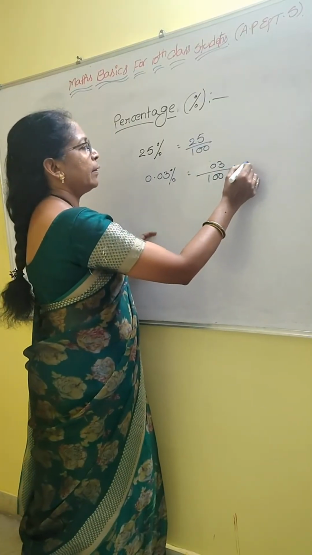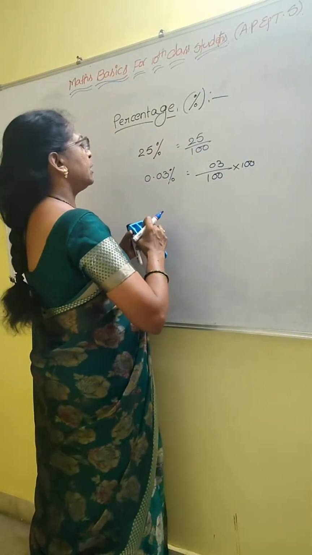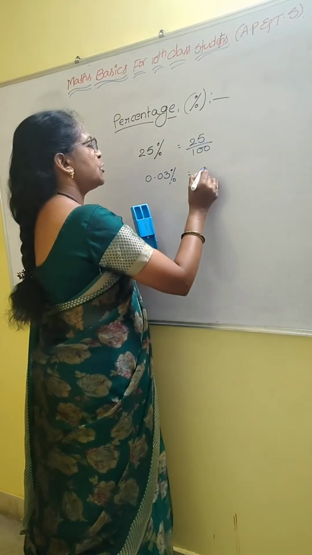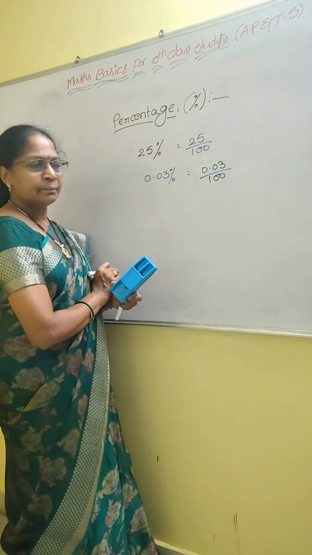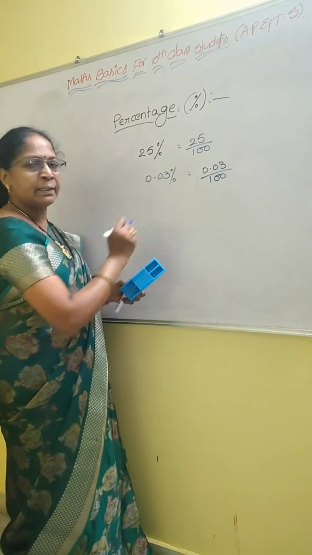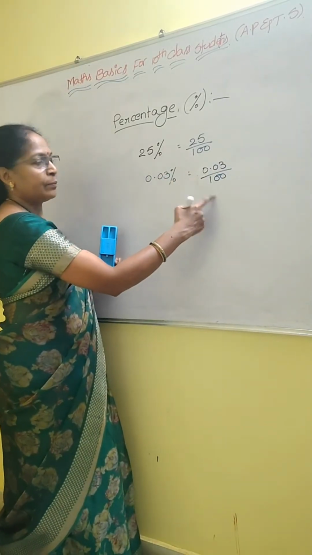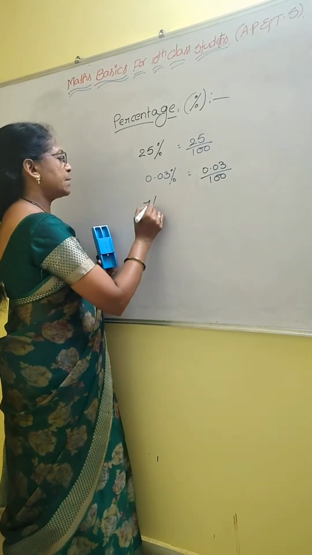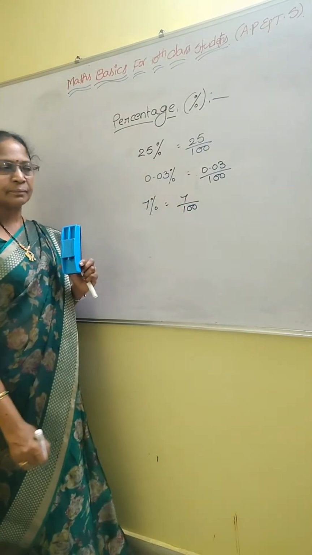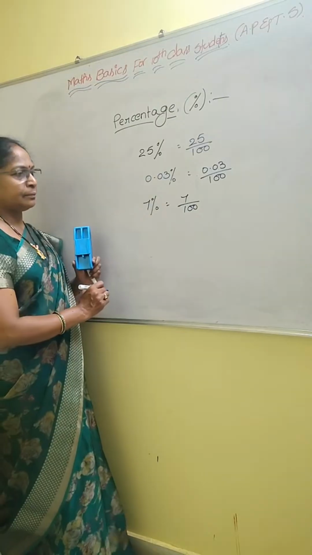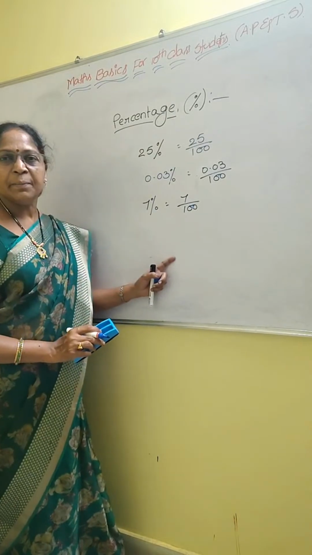So 0.03 by 100. Otherwise directly you write 0.03 divided by 100. Later I will explain that one. Percent is nothing but by 100. For example here 7%. That means 7 by 100. Any more doubts? This is the meaning of percentage.